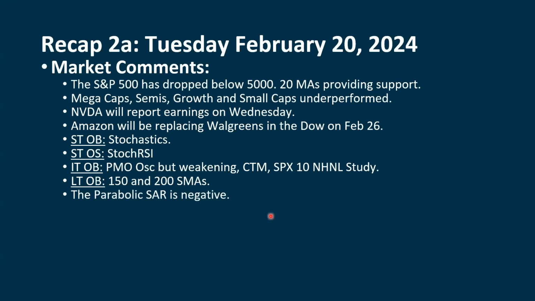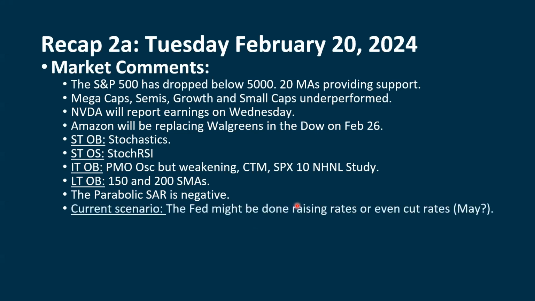The parabolic SAR chart is negative, and at least for the foreseeable future, as long as we have a down day, that's going to continue to be negative. This is the basic scenario that we've been going with. It's being adjusted and modified slightly, but I'm trying to give more of a generic version of what the market's dealing with right now: it does look like the Fed's done raising rates, and they pretty much have said that. We'll get some more insight into that when the FOMC meeting minutes are released in Wednesday's session at about 2 p.m. Eastern.